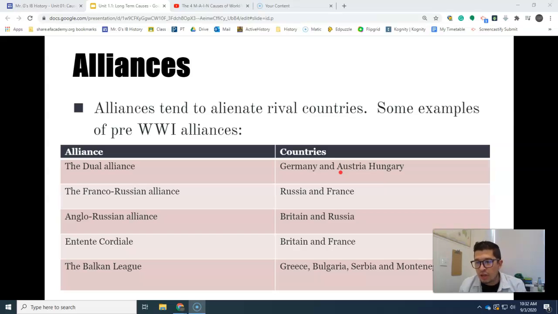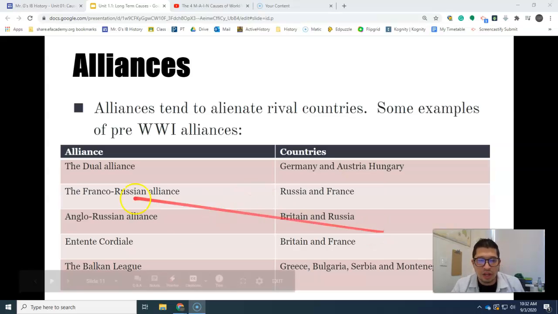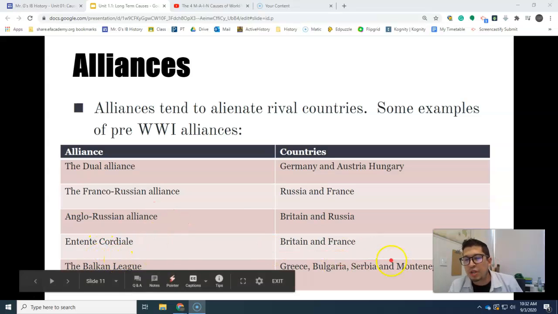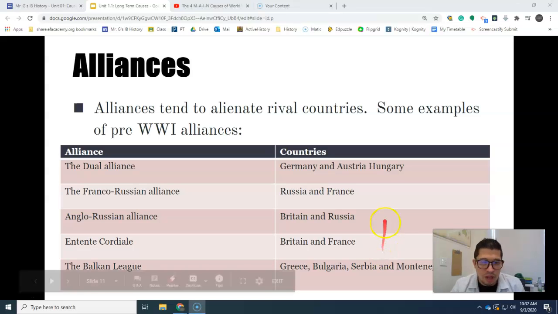We've got the Franco-Russian alliance, which should be pretty easy to remember: France and Russia. The Anglo-Russian alliance: anytime you hear Anglo, you should think England, so that's Britain and Russia. The Entente Cordiale: I think of Britain and France as kind of fancy, so they have to have the fanciest of names for their alliance. Yesterday, in that map activity that we did, it was called the Triple Entente, and it stems from Britain and France's original alliance. And then we've got the Balkan League, which are a bunch of countries in the Balkans that band together and form an alliance with each other.